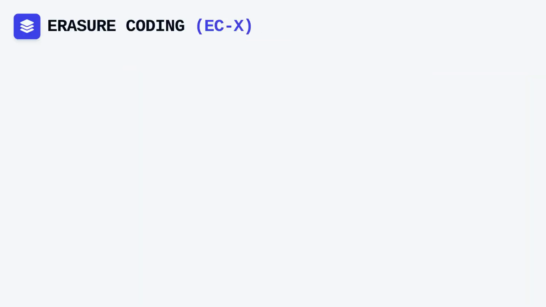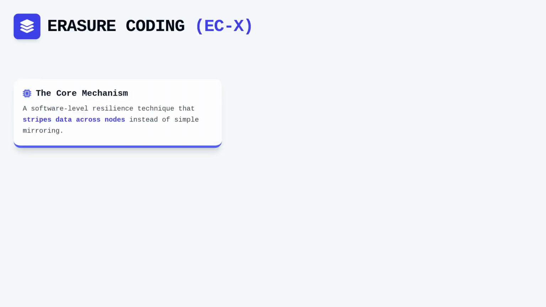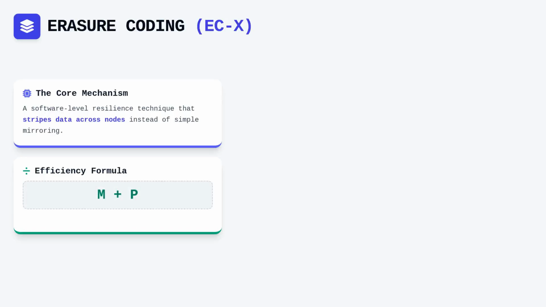Erasure coding, or ECX, represents the most complex yet beneficial aspect of our storage efficiency strategy. At its core, ECX is a technique similar to RAID, but it is implemented at the software level with significantly more flexibility and resilience. Instead of mirroring data, which inherently requires a twofold overhead, ECX stripes data across multiple nodes and adds parity blocks. If you have an M plus P configuration, where M is the number of data segments and P is the number of parity segments, the overhead is calculated as the ratio of parity to data.